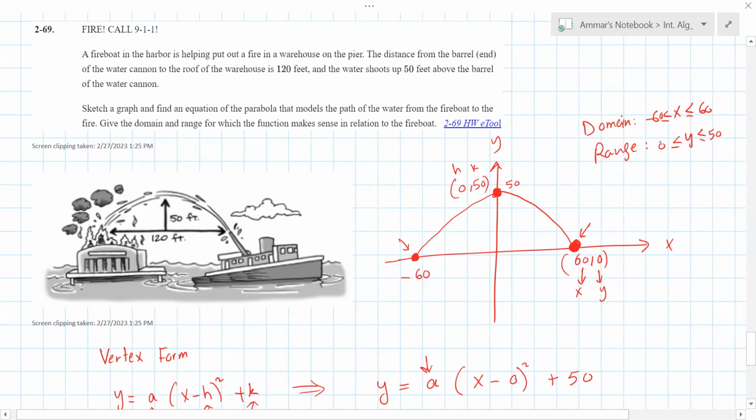And there are many solutions here. It depends on how you place your parabola. I placed it such that the vertex is at 0, 50, but maybe somebody else will place it this way: 0, 120 here, and the vertex will be here in the middle at 60 and 50. So you can do that, and with that, you will come up with another solution. It doesn't matter how you see it, all these solutions are correct.